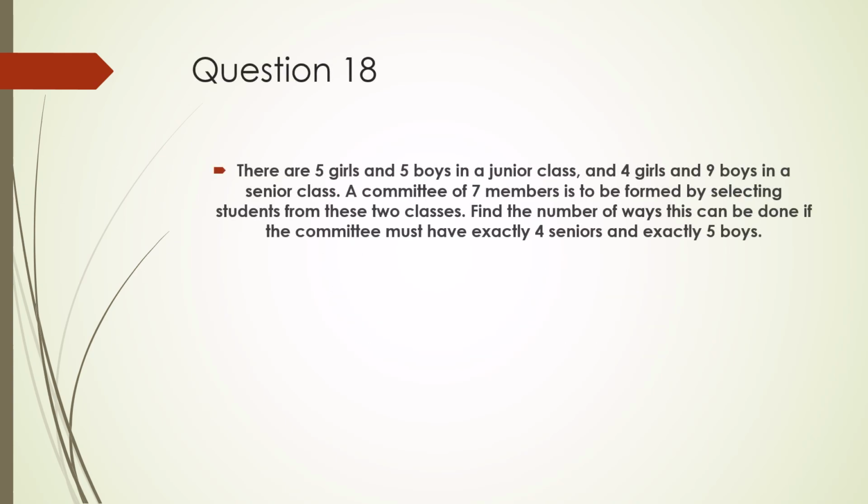There are 5 girls and 5 boys in a junior class, and 4 girls and 9 boys in a senior class. A committee of 7 members is to be formed by selecting students from these two classes. Find the number of ways this can be done if the committee must have exactly 4 seniors and exactly 5 boys. To solve this problem, we can break it down into 3 different cases.